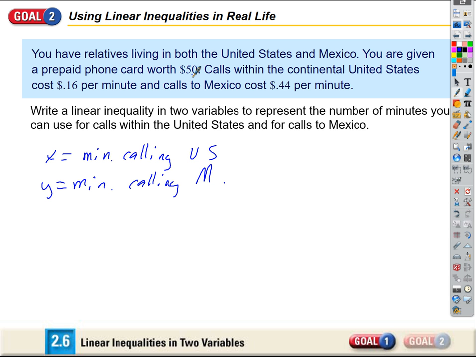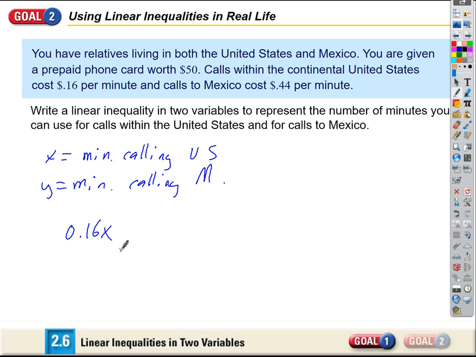Okay, so say it again. I don't want the 50 in there though. That's really not an issue right now. The 50 is a constraint, but that's not something I'm worried about. All I need to know is if X represents the number of minutes calling within the US and the rate is 16 per minute, what's my expression for the cost for US calls? Say it again. 0.16x. Right? That's the cost for all my US calls for X minutes of US calls, right?